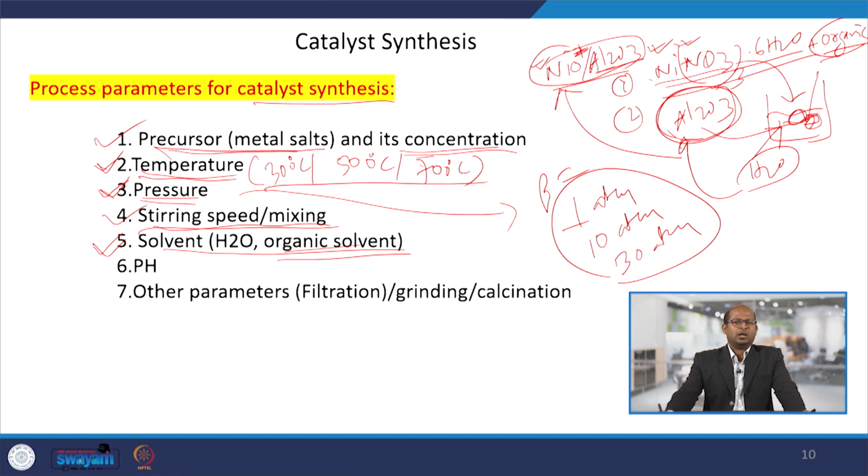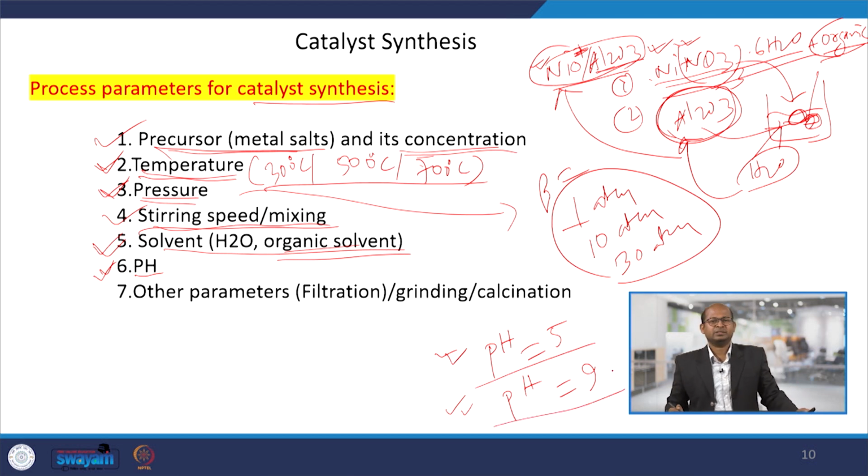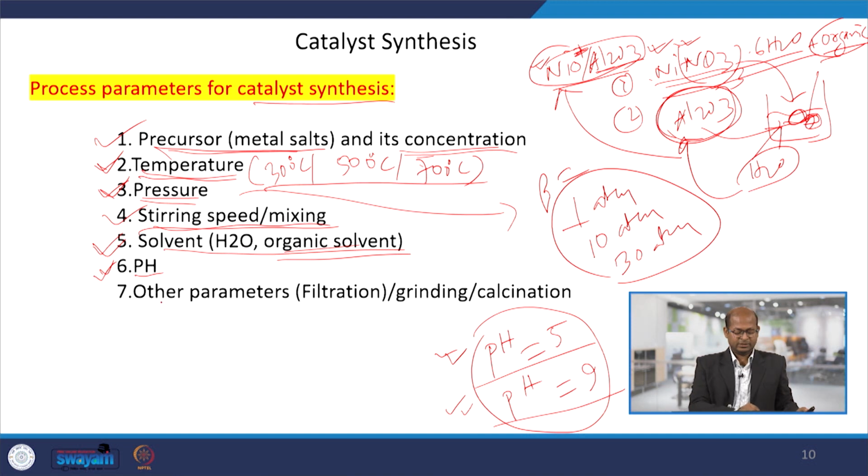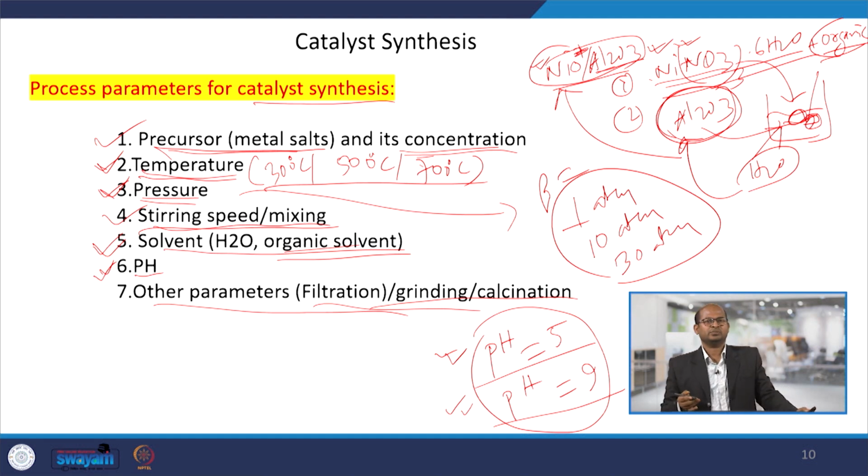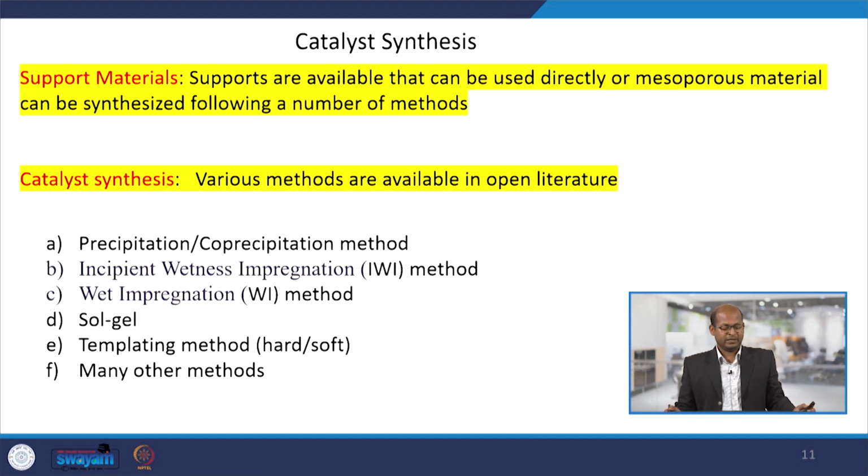So, these are the means: acetonitrile and many compounds we use as solvents to prepare the catalyst. Sometimes pH is also very important. Sometimes we need, let us say, pH 5, and for another catalyst, let us say pH 9 is required. Depending upon that, we can maintain it by changing the pH of the solutions when we are going to prepare a particular catalyst. That is another parameter we should look into, and other parameters may be filtration and grinding. So many steps are there, and they depend upon the method of preparation of the catalyst we are going to prepare.